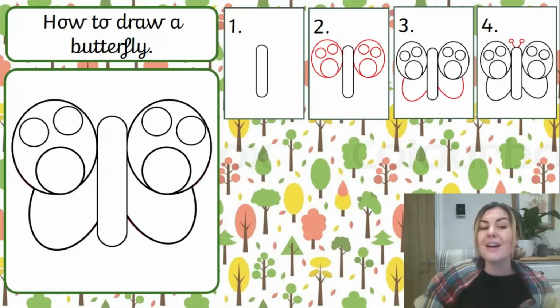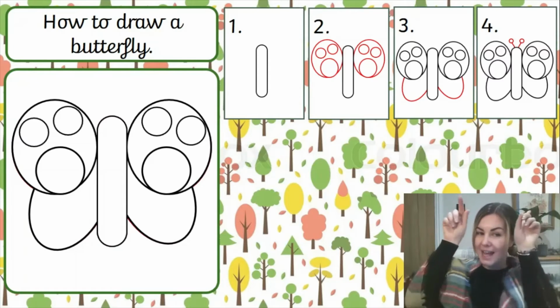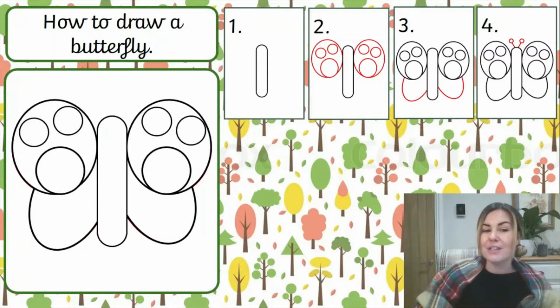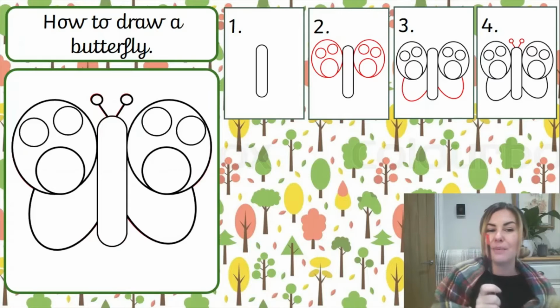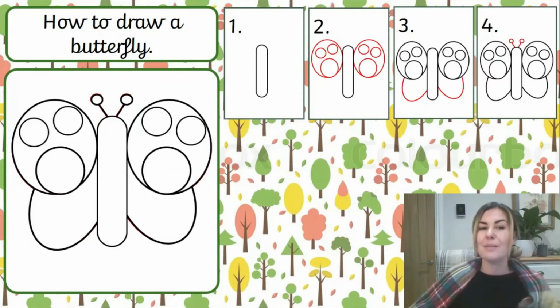And finally, I'm going to make my butterfly's antennae. To do that, I'm going to draw 2 straight lines from the top of the head, and then I'm going to draw 2 circles on top. And there you have your butterfly. Make sure you decorate and colour it in, cut it out, and attach it to a pencil or a stick, and you have your stick puppet.